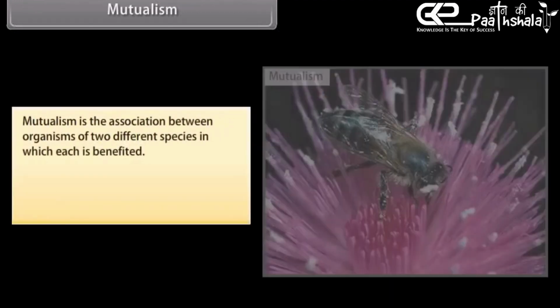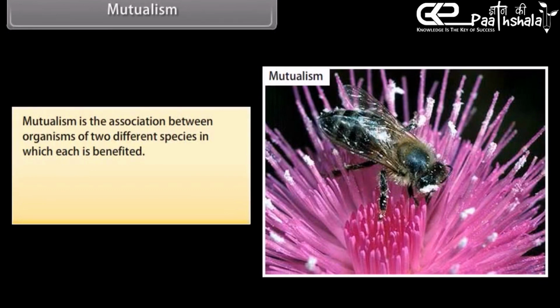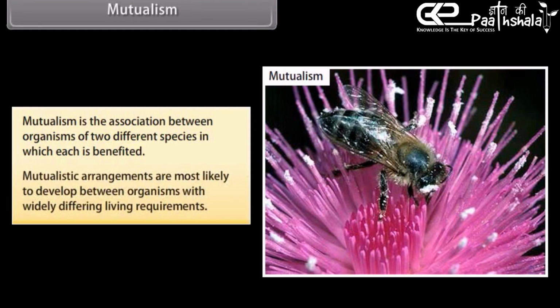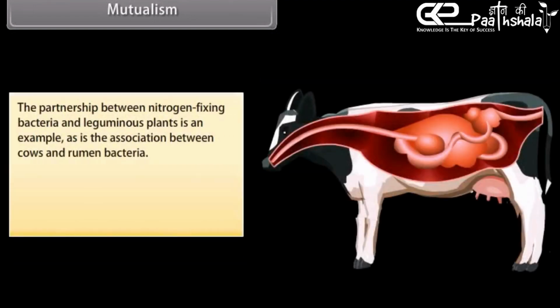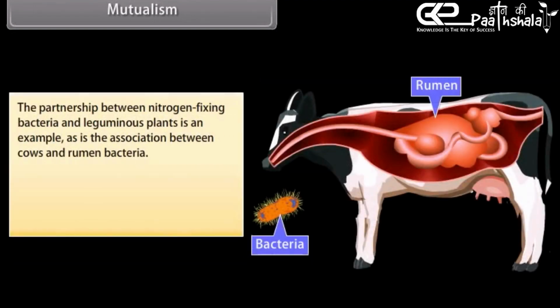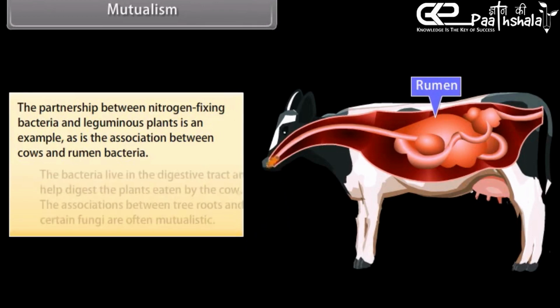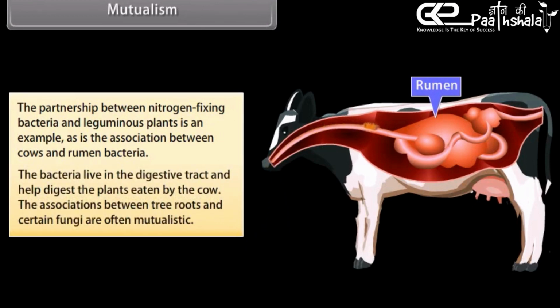Mutualism. Mutualism is the association between organisms of two different species in which each is benefited. Mutualistic arrangements are most likely to develop between organisms with widely differing living requirements. The partnership between nitrogen-fixing bacteria and leguminous plants is an example, as is the association between cows and rumen bacteria. The bacteria live in the digestive tract and help digest the plants eaten by the cow. The associations between tree roots and certain fungi are often mutualistic.